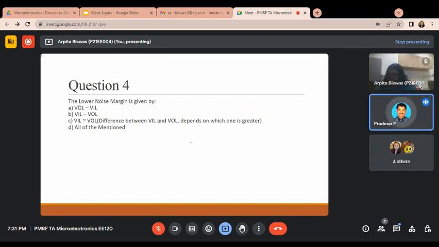Can I give an explanation, madam? Okay, you can. Actually, whenever we have an amplifier, let us take an amplifier gain of 2. If the input signal is 4 volts peak to peak, then the output is obviously 8 volts peak to peak. Then obviously the average value will be 0. So the option is lower than lower and higher than higher. VOH is higher than higher, VOL is lower than lower. So VIL minus VOL is the exact answer for lower noise margin.